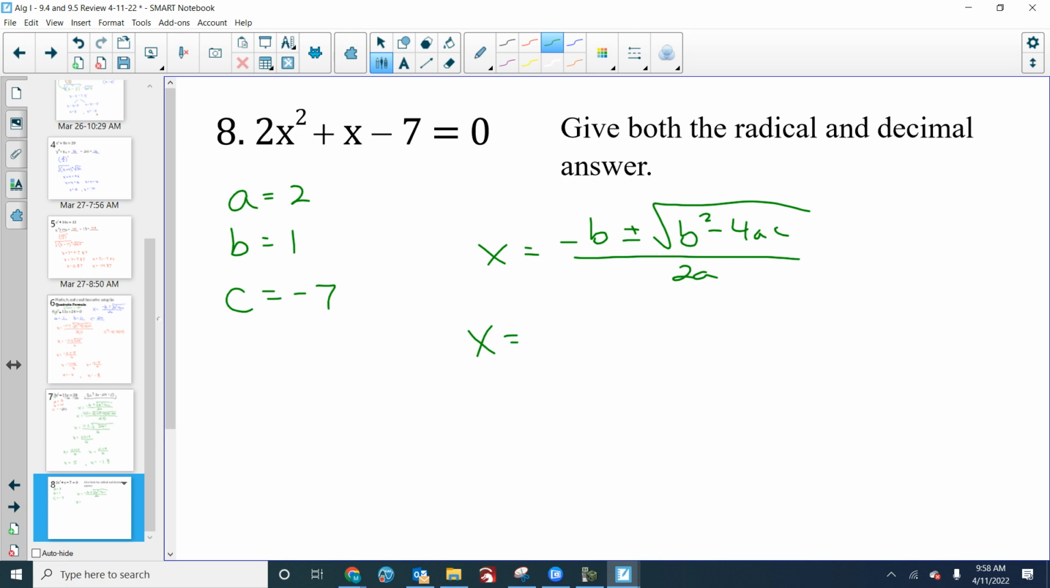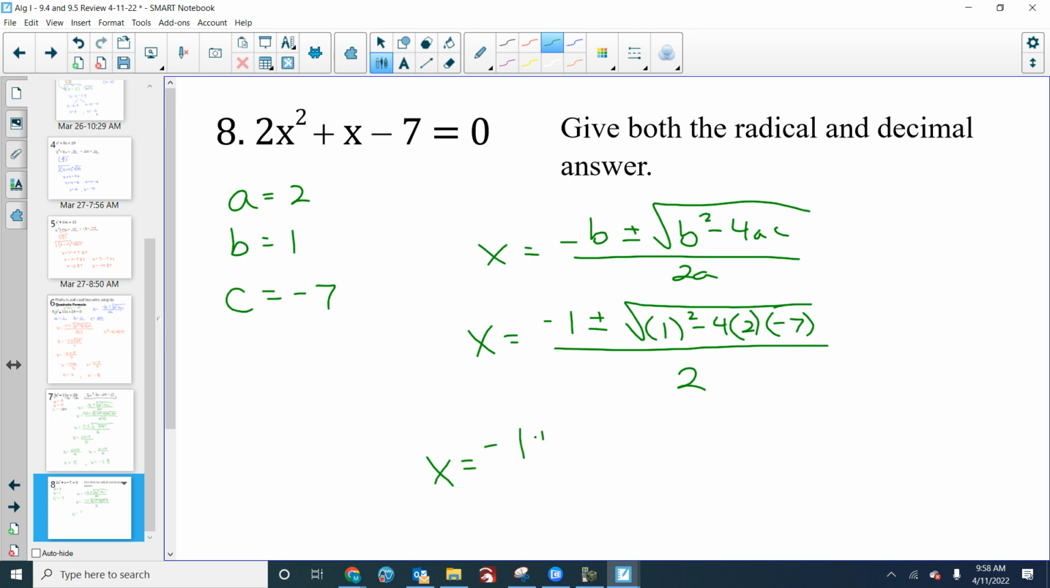Opposite of b, plus or minus square root. We have 1 squared minus 4 times 2 times -7 all over 2 times 1. -1 plus or minus the square root. We have 1 plus 28. No, 1 plus 56. Is it 57? Yeah. Square root of 57, all over 2.